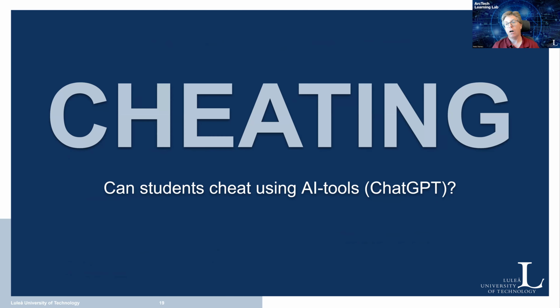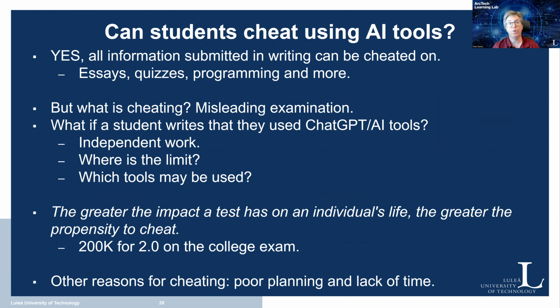So, the big question of cheating. Can students cheat using AI tools? Yes, they can. And I would say basically everything that the students submit in writing can be cheated on. Essays, quizzes, including programming, reports, home exams. ChatGPT is excellent at answering this, especially GPT-4, which is the paid version, is very, very good at answering these types of questions that we typically do in our work. But we have to discuss here what is cheating. Well, it's primarily misleading examination.